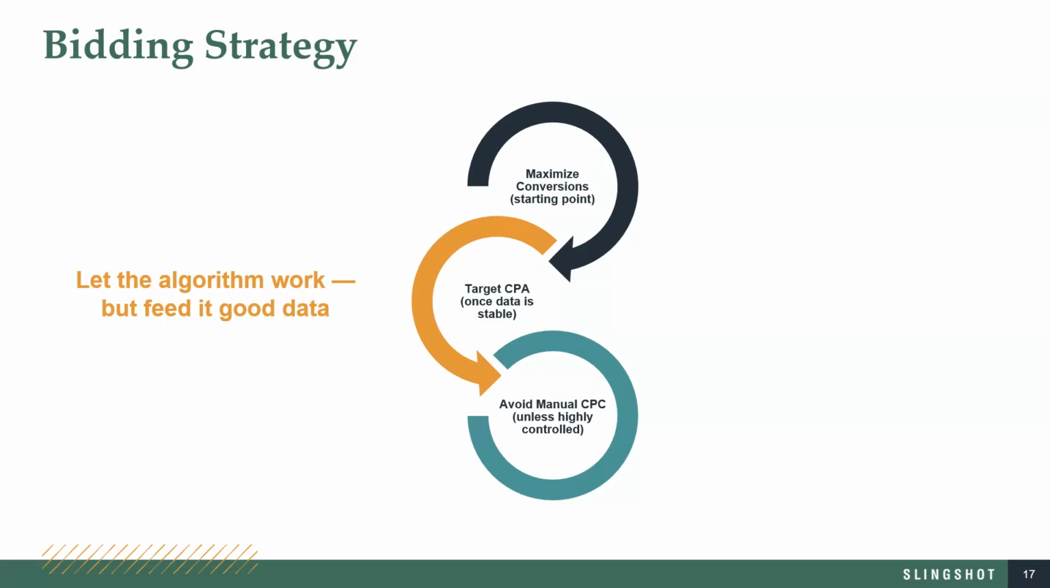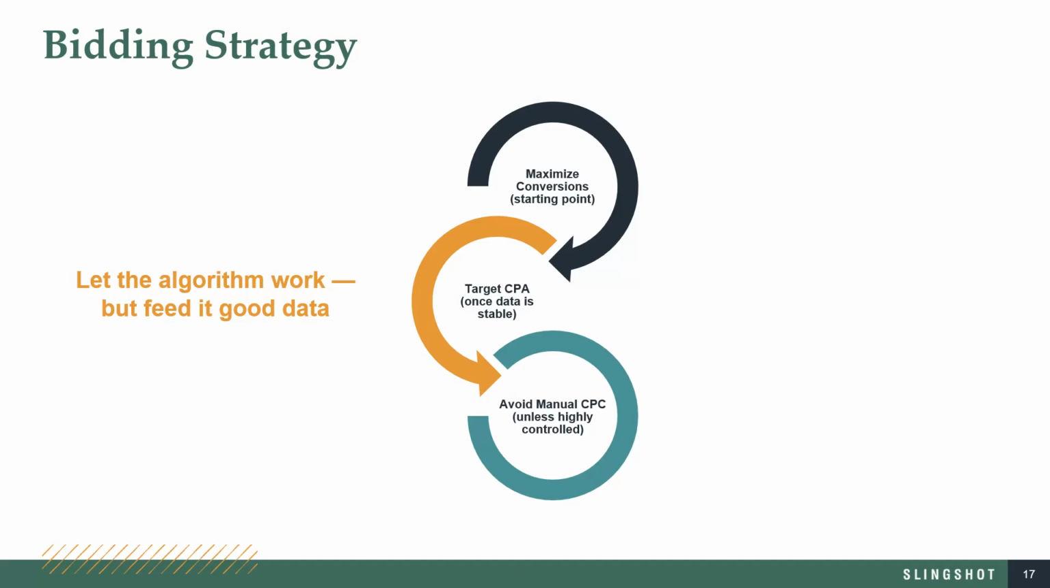So for the bidding strategy, I want to touch on that a little bit. You really want the algorithm to do all the work, but it can only do that if you feed it really good data. The way that you would start out with a bidding strategy for a brand new campaign is you would do maximize conversions just as your starting point. So you just tell it, I want as many conversions as I can get. And then once you have some learnings from that, you can go in and say, okay, well, my target cost per action, which is basically cost, and there's a lot of acronyms for it.